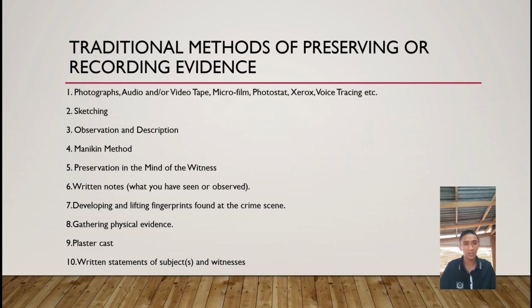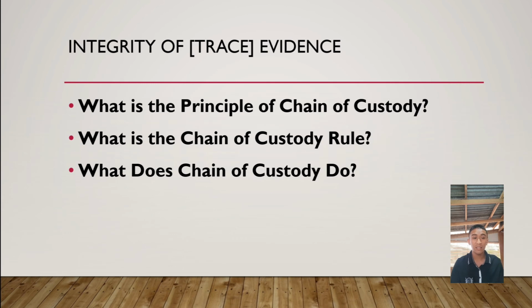So the sixth one is written notes, what you have seen or observed. The seventh one is developing and lifting fingerprints found at the crime scene. So that was what I discussed earlier. So, gathering physical evidence, plaster cast, written statements of subjects and witnesses. So the next one is integrity of trace evidence. So these are the last topics of lesson 4.